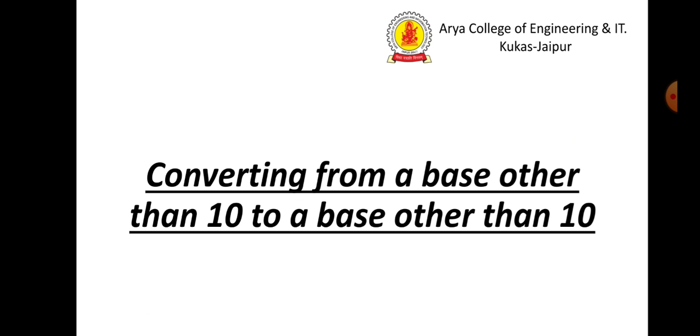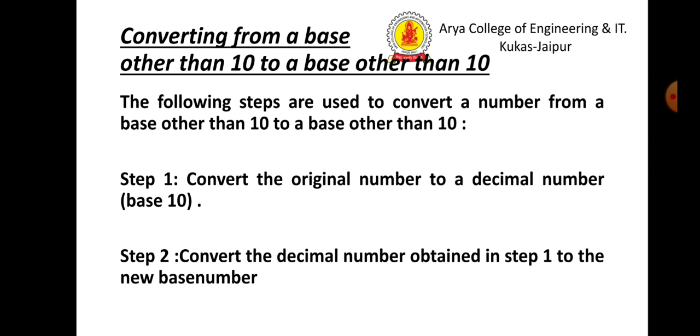Now, converting from a base other than 10 to another base other than 10. In the previous examples, we converted our decimal number to binary, octal or hexadecimal, or we converted our binary, hexadecimal and octal number to a decimal number. But sometimes it is required to change from a base other than these 4 to another base other than these 4 or other than 10. So here is the process. We have to do 2 steps. Firstly, we convert the original number to a decimal number, and in the second step, what we obtain in step 1 is converted to the new base number.